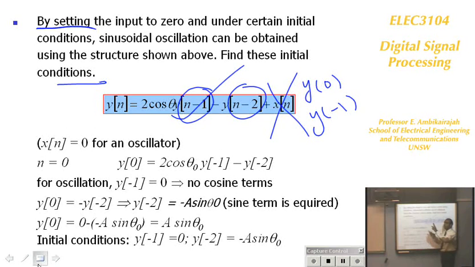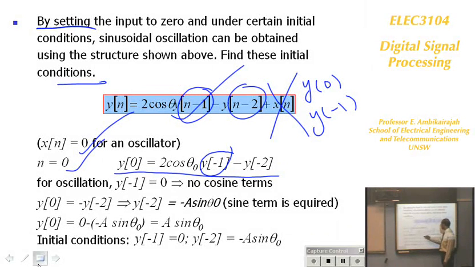I mean, 0 has the value and the value before, right? If that is 0, this is minus 1. If this is 1, it will be 0, this is minus 1. You can have anything, as long as there are two consecutive values. Okay, so I set that to 0, and I put n equal to 0, and this is what I get. For oscillation, I don't want any cosine term, so I could make that 0. That's one condition I'm going to do.